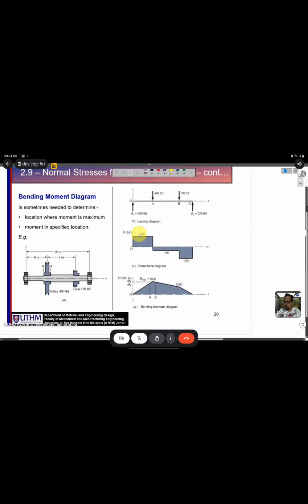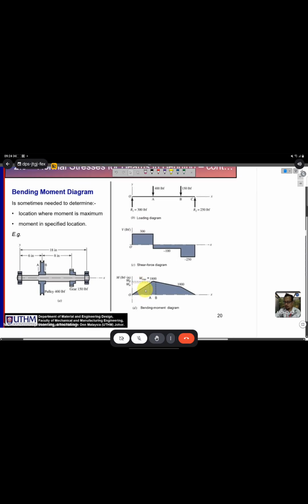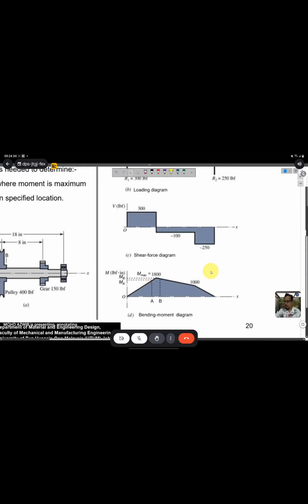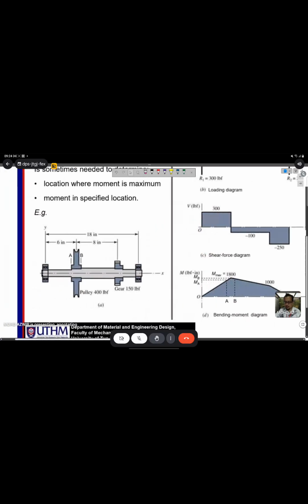And then from this one, if you want to get the moment here, you need to calculate the area inside the shear force diagram. Okay, so let's say if you want to calculate the moment at the middle of here, how do we calculate it? Let's say this is the middle of this one, 6 inch. Okay, let's say this one is about 3 inch.